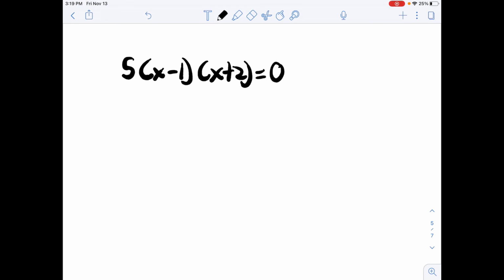And sometimes you might be given an equation that's already been factored, and it might look like this. 5 times x minus 1 times x plus 2 equals 0. You can actually just simply get rid of this 5, because if you think about it, if you divide both sides by 5, the right side is still going to be 0, and then go ahead and solve, which in this case is 1 and negative 2.